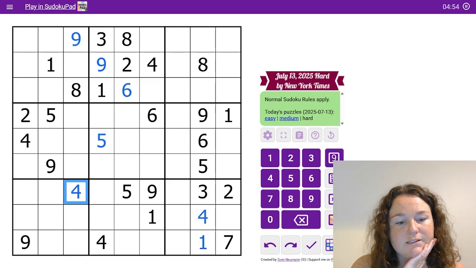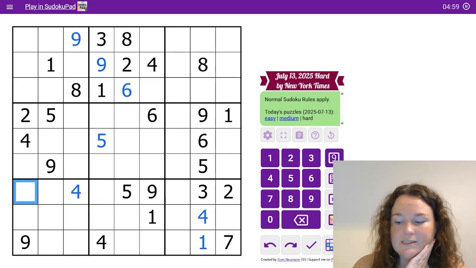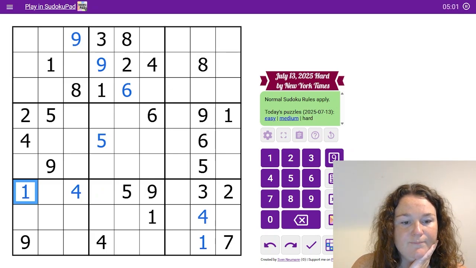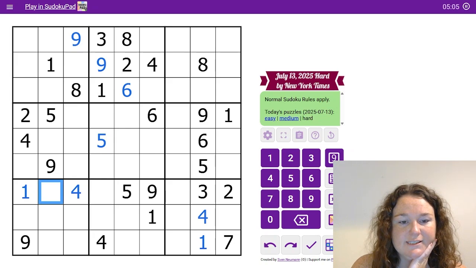Now that we put this 4 here, what's the rest of this row? Oh, in this row, the only cell the 1 can go in is here, and then we would still need 6, 7, 8. So this is 6, 7, 8, 6, 7, 8, 6, 8. Okay.